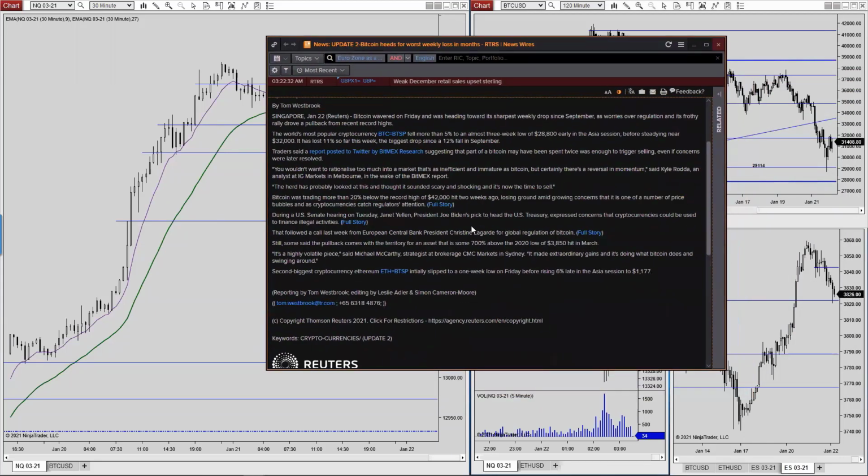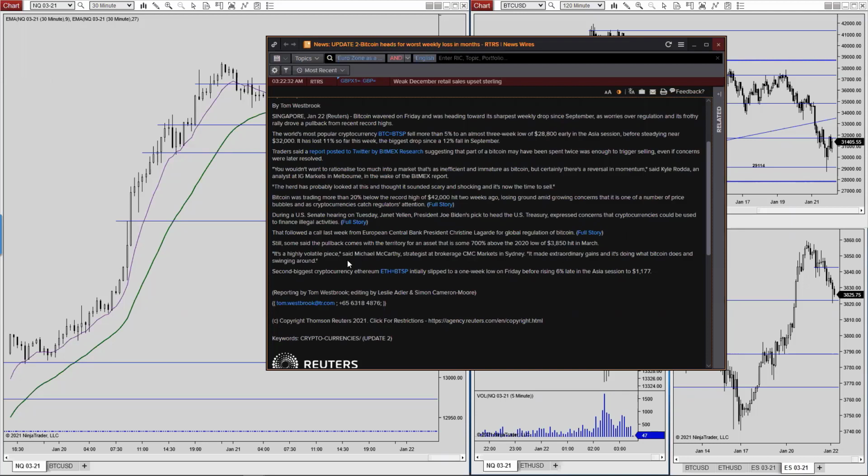But anyway, during the U.S. Senate hearing, Janet Yellen, President Biden's pick to head the Treasury, expressed concern that cryptocurrencies could be used to finance illegal activities. Well, she's been saying that for a long time. That followed a call last week from ECB President Lagarde for global regulation of Bitcoin. Still, some of the pullback comes with the territory from an asset that is some 700% above the 2020 low hit in March.